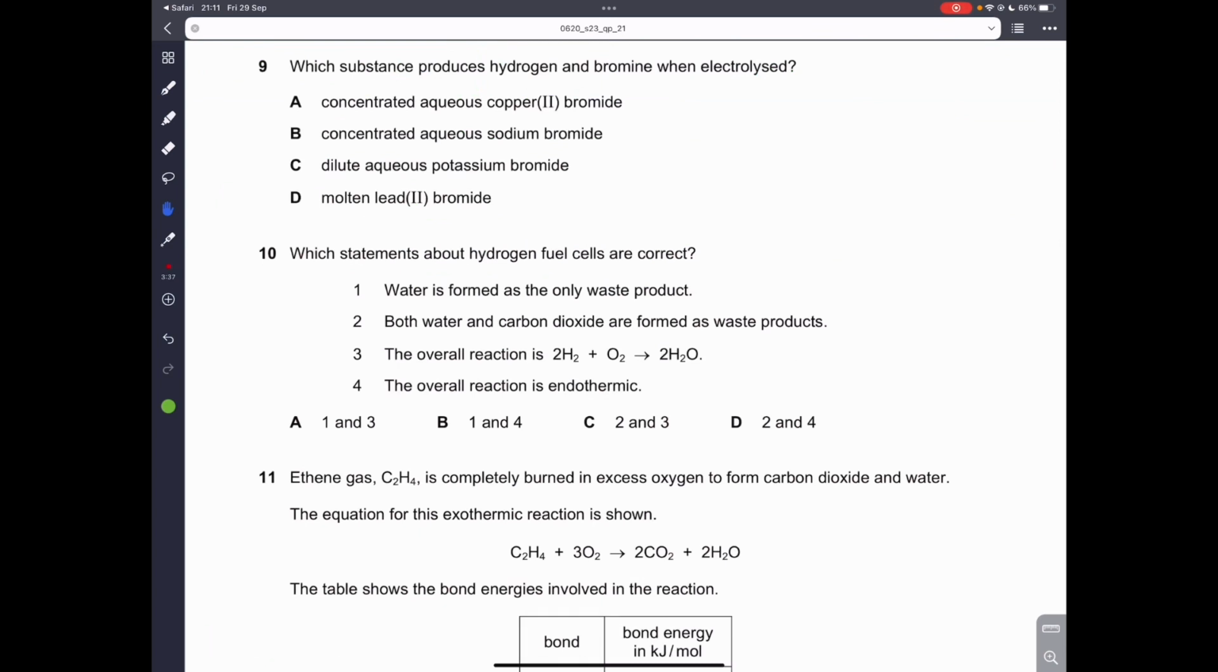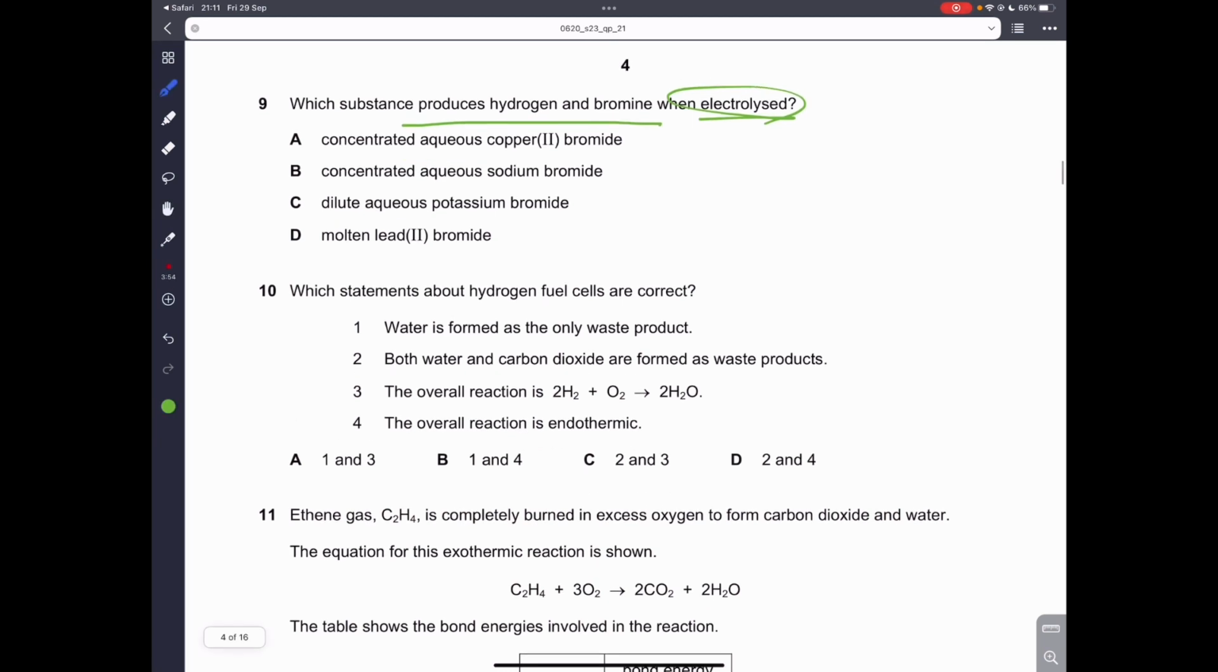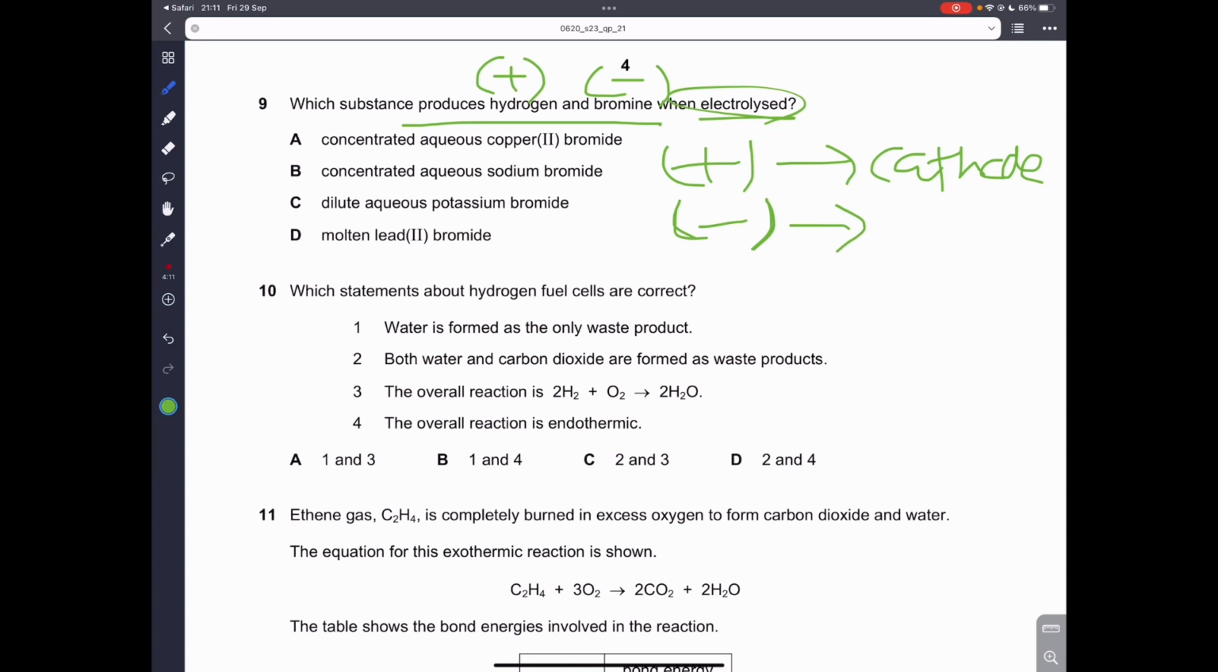Question number 9. Which substance produces hydrogen and bromine when electrolyzed? So this is an electrolysis question. Which substance will produce hydrogen and bromine? Firstly, remember hydrogen is going to be produced from the H+ ion. Bromine is going to be from the Br- ion. So we know that the positive ion, the cation, is going to be produced at the cathode, which is the negative electrode, and the negative ion, the anion, is going to be produced at the positive electrode, which is the anode. This is something that you have to know.